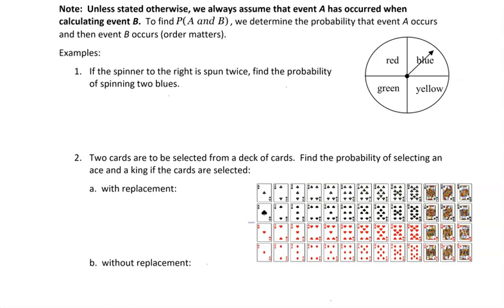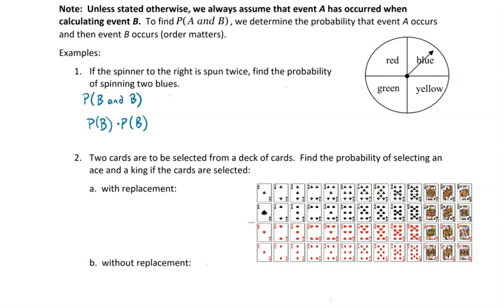Okay, so starting off easy with a spinner again. If the spinner to the right is spun twice, find the probability of spinning 2 blues. So we can think of that as the probability of getting blue and another blue, which just means we're going to take the probability of getting blue and multiply it by the probability of getting blue.